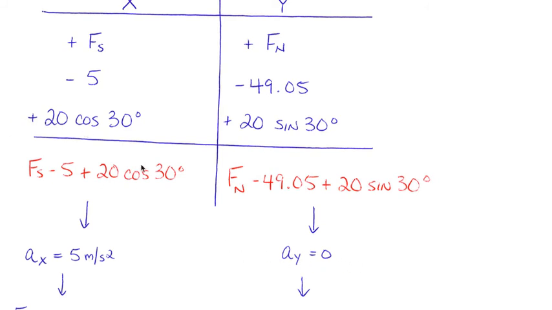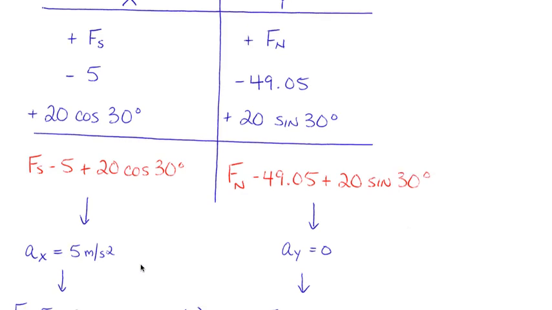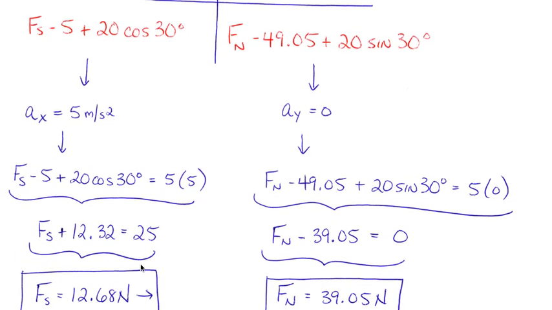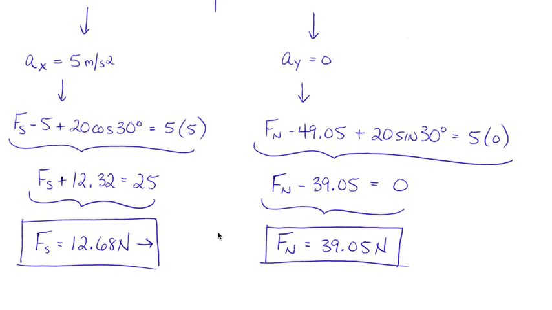So once I have these net force equations and I have my accelerations, it's as simple as just setting your net force equation equal to your mass times your acceleration. The mass in both cases is 5, the difference here being in the x I have an acceleration of 5, in the y I have an acceleration of 0, and if I go through and solve these out, I will get the spring force, which is the only unknown force in the x, is 12.68 newtons to the right, and my normal force must be 39.05 newtons directed upward.